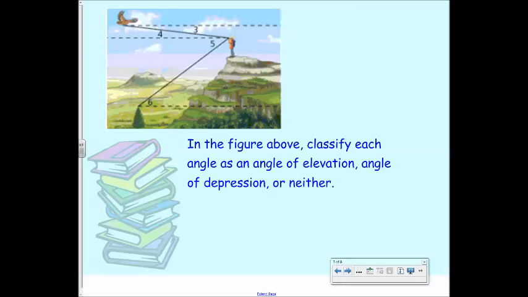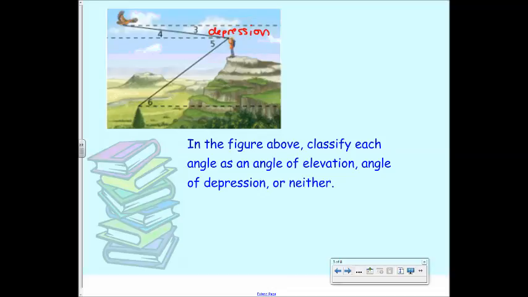So for example, in this picture, is angle 3 an angle of elevation or an angle of depression, and who is it coming from? Angle 3 is coming from the bird because it's formed by that horizontal line. And is the bird looking up or down? Down, so that means it's an angle of depression. So this would be an angle of depression.